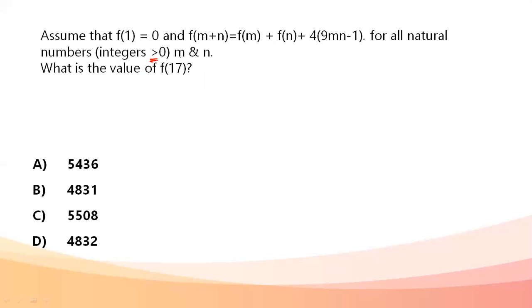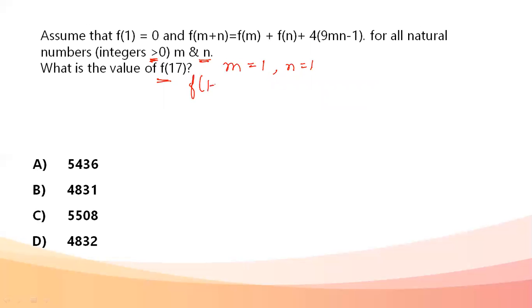Specifically talking about integers greater than 0, m and n, as given. We need to find the value of f of 17. We are always going to deal with integers, that is m and n. We are going to begin the substitution, beginning with m equals 1 and n equals 1.